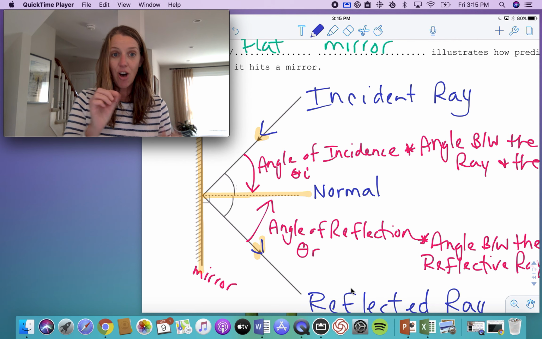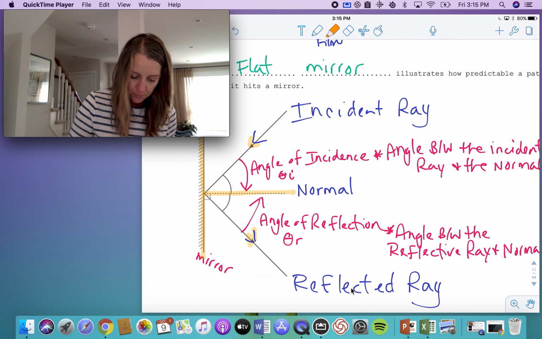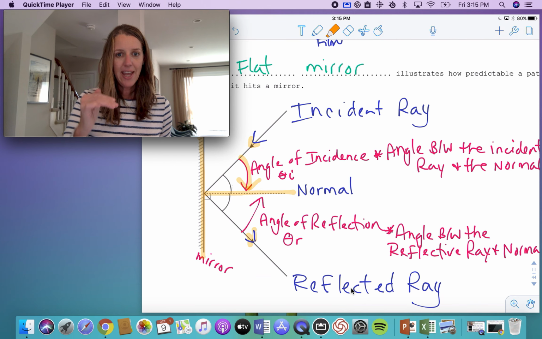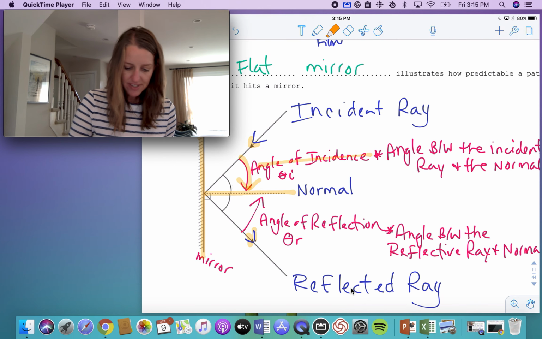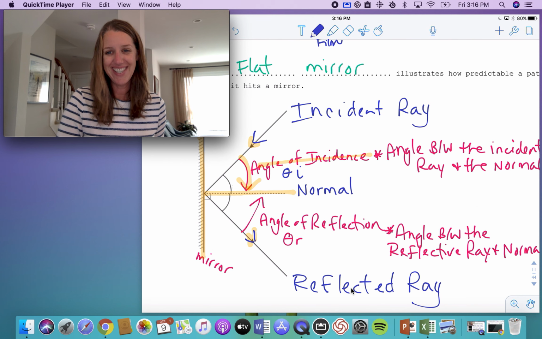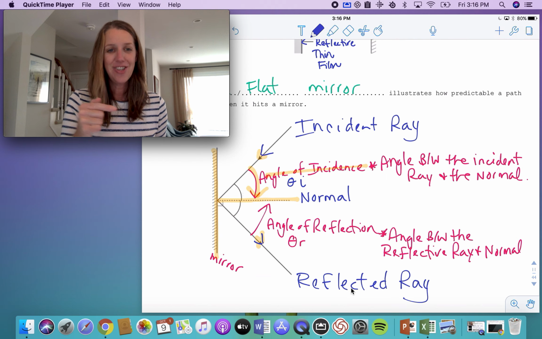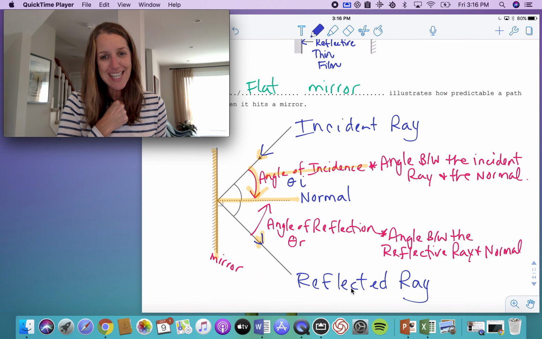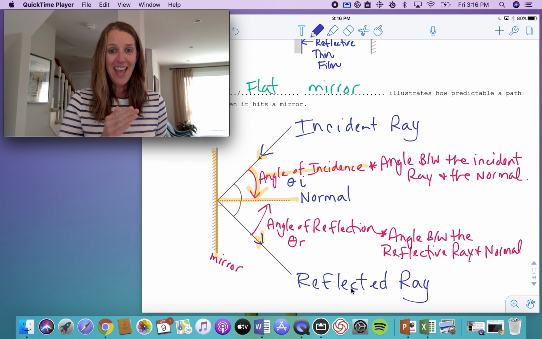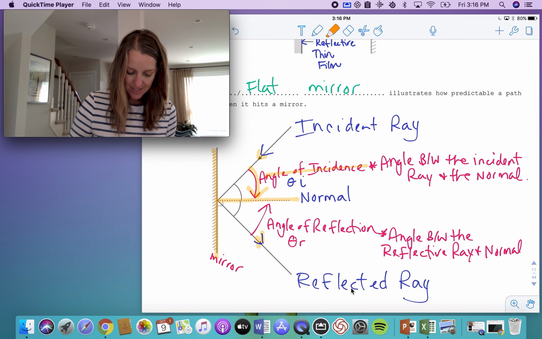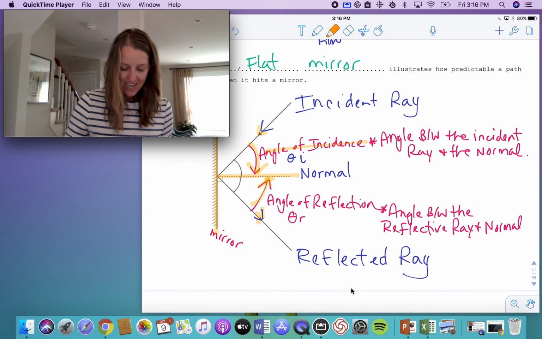Okay, let's look at the diagram and then I want you to label what it says. So the angle between the incident ray and the normal is called the angle of incidence. And this is theta I, incident angle, the angle of incidence, okay? Again, it's the angle between the incident ray and the normal. And then can you see that the angle between the reflected ray and the normal, that's this one right here, is called theta R, and that's the angle of reflection.